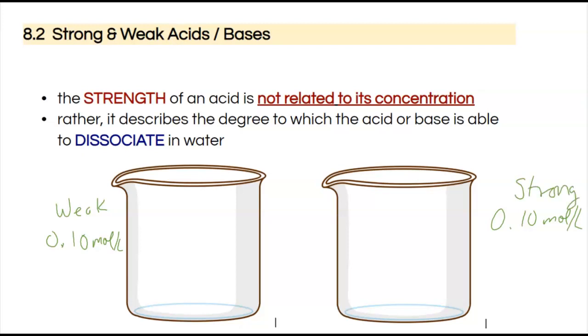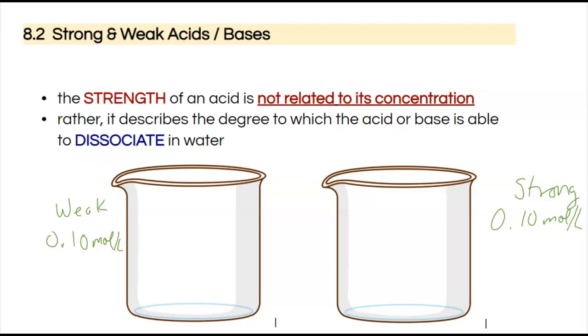And so in this case, we can't really go by concentration because they have identical concentrations. So what does it really mean for an acid to be weak or to be strong? Well, it has to do with the degree to which that acid can dissociate in water.